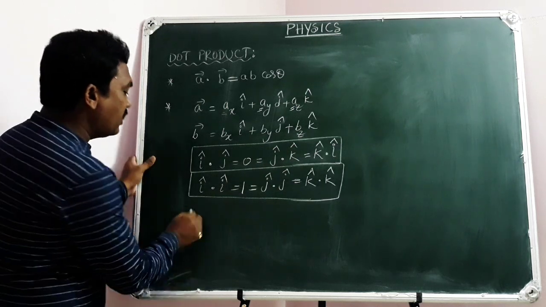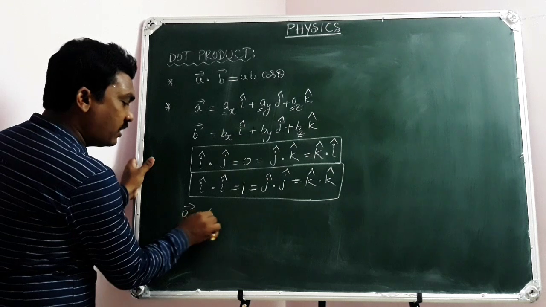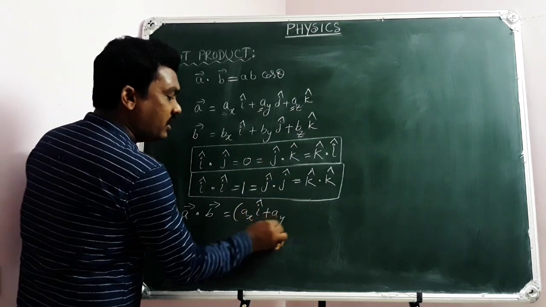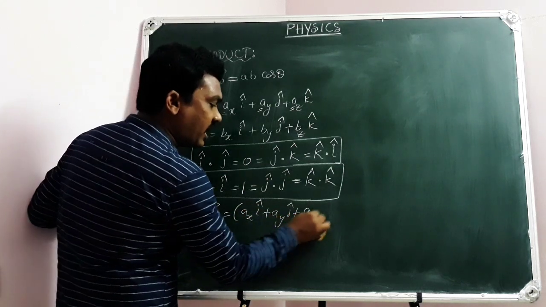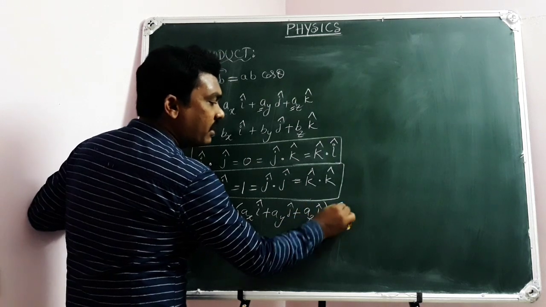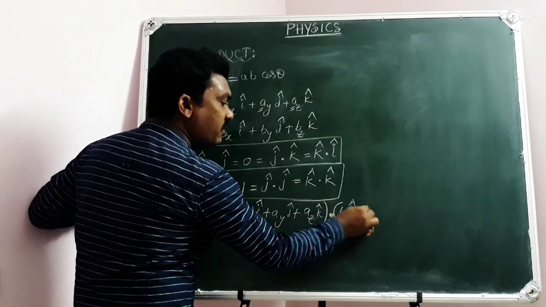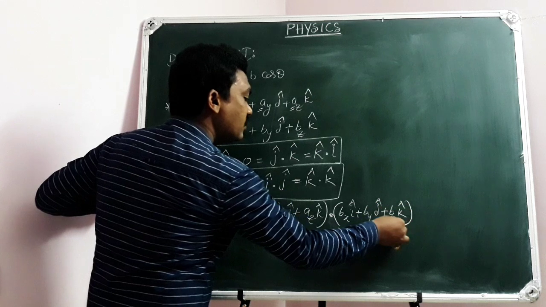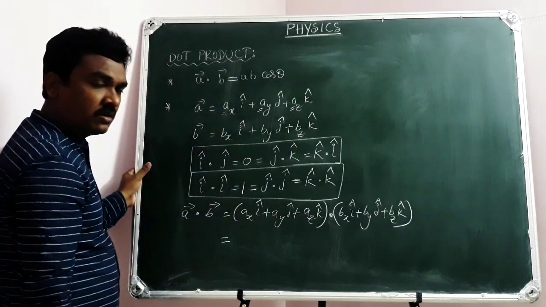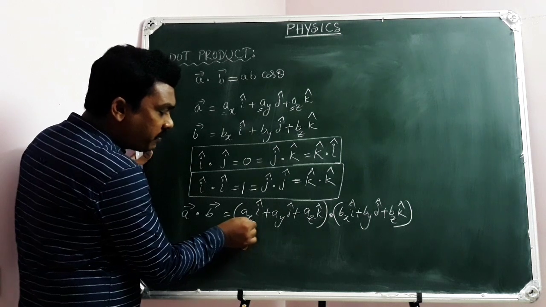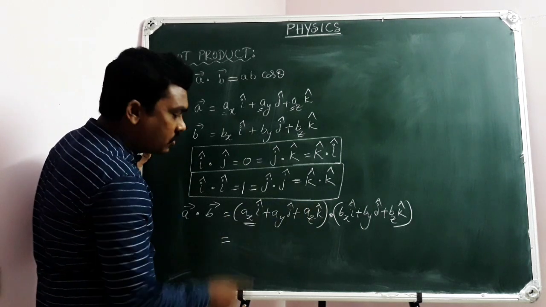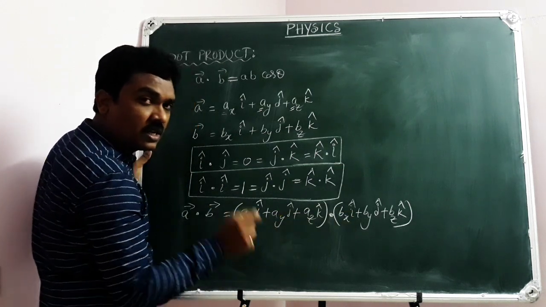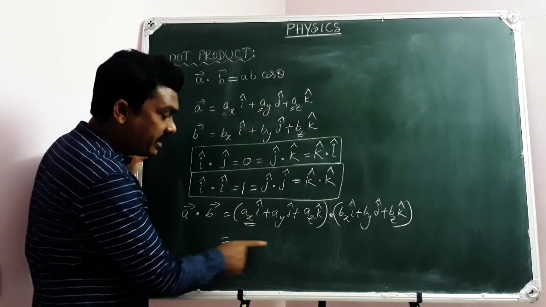The reason I am telling this: while calculating a bar dot b bar, if you write a bar value as ax i cap plus ay j cap plus az k cap, dot b bar value bx i cap plus by j cap plus bz k cap. Now, while calculating their dot product, each and every term should be multiplied with the other 3 terms. So here one term multiplied with the other 3, and here 3. Total you will get 3 threes are 9, 9 terms will be written here.